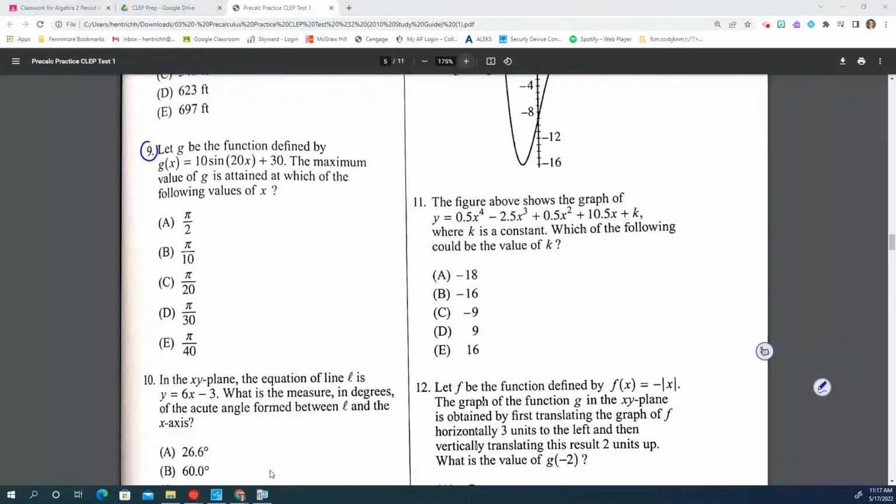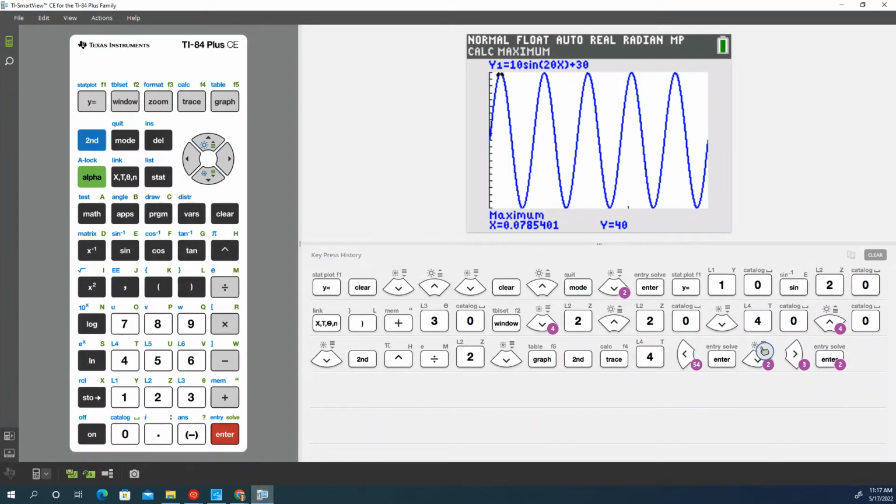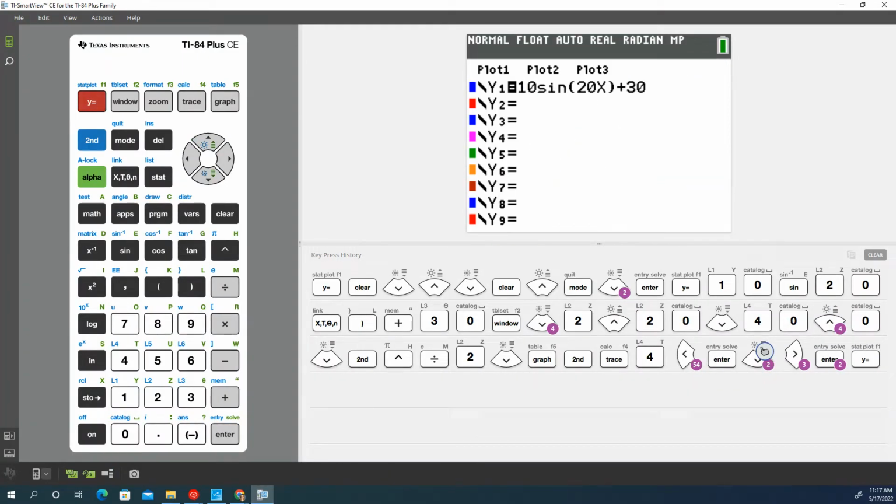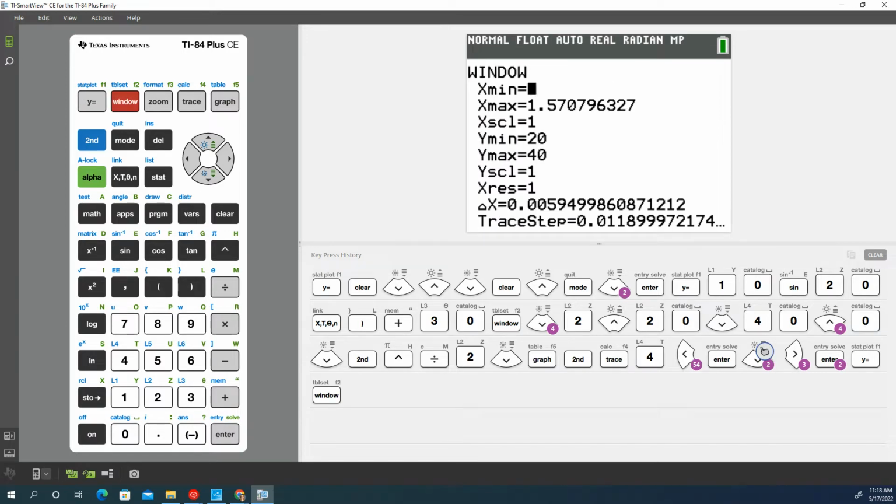Right, we were picking up on number 9. So we just graphed this into our y1, and I reminded students that if you're going to graph a sine curve, make sure you're in radian mode. We talked over that this is a sine curve shifted up 30, amplitude of 10. So we adjusted our window to be from 20 to 40 for the y-axis.